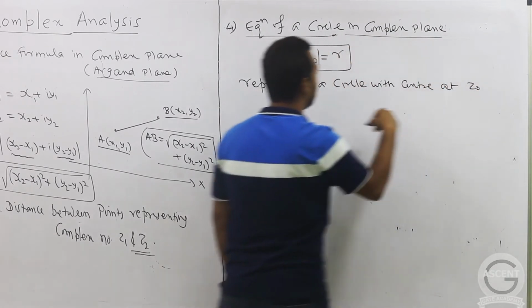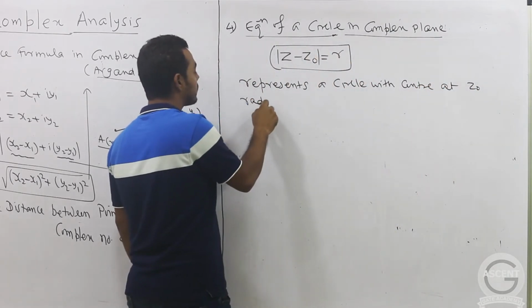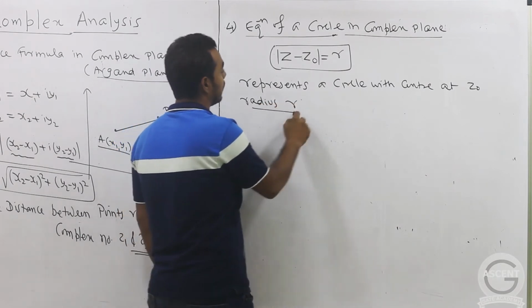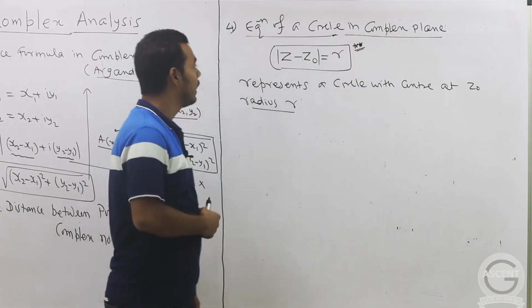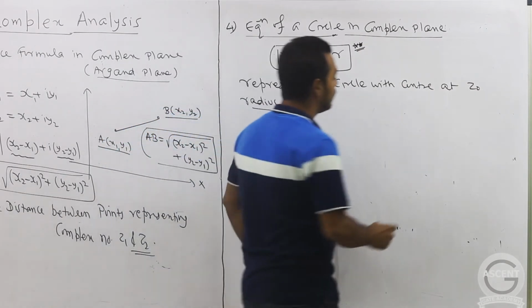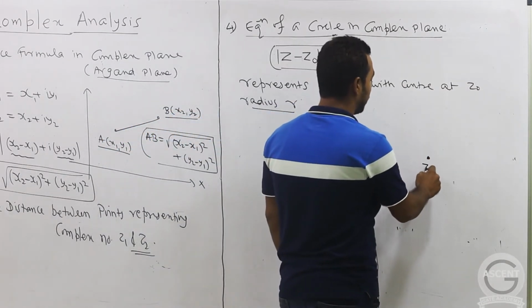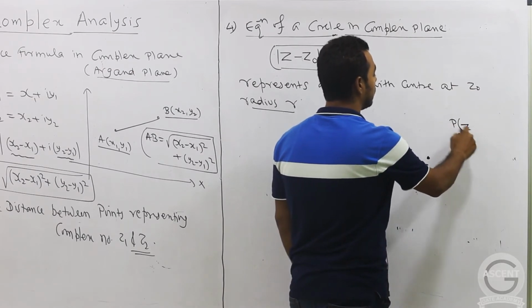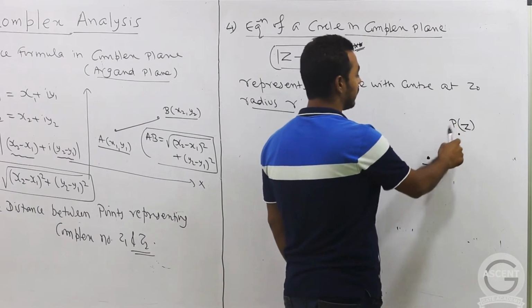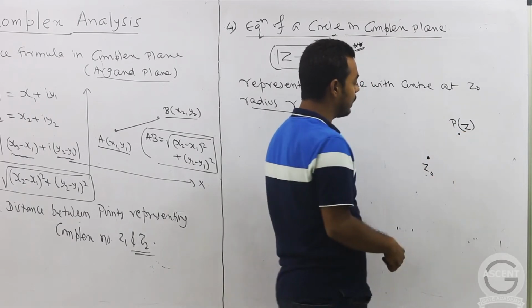Okay, this center will be at z naught and radius r. So this is again a very important result. This is the equation of a circle in the complex plane. And why is this the equation of a circle? Because suppose you have a fixed point z naught and z is a moving point. The complex number z is represented by point P.